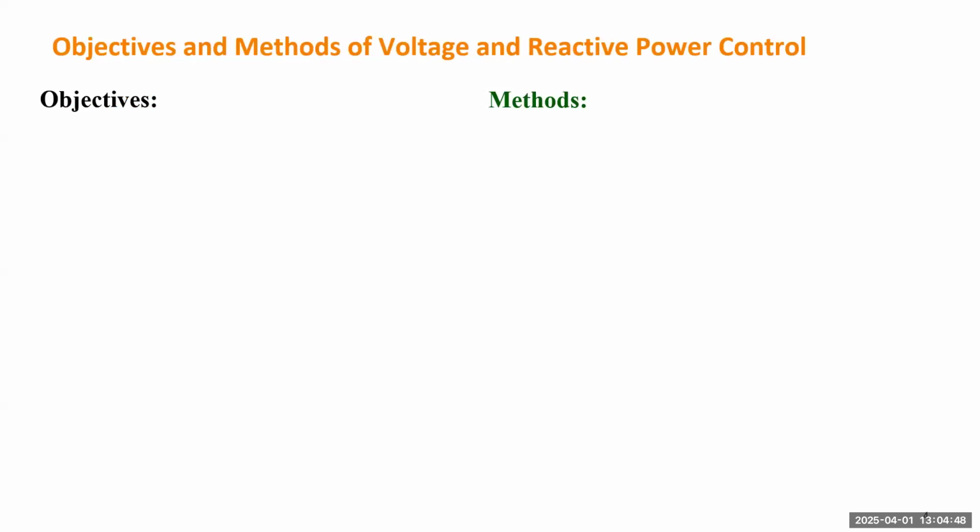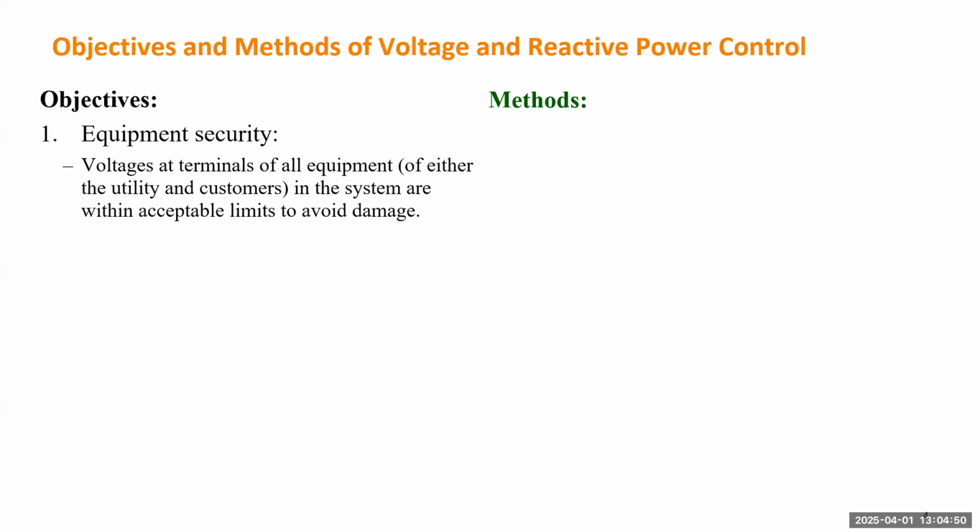So the primary objective of voltage control is definitely to ensure the safety or healthy condition of equipment, because any electric equipment, when it is connected to the network, has a range of voltages in which it can operate in order to avoid damage. So we have to make sure that at each connecting point of such equipment, the voltage varies within a very narrow range to avoid any damage.